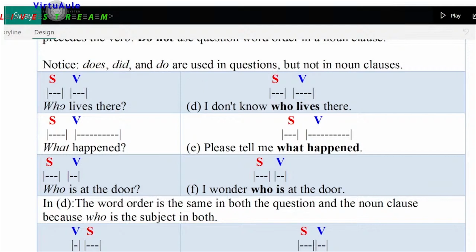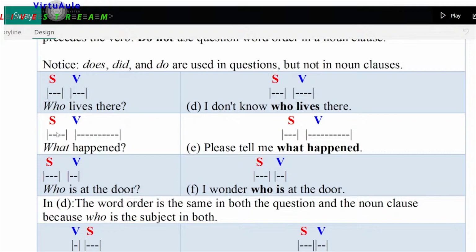Let's look at this. Who lives there? Who is the subject. Verb is lives. The verb is conjugated. It's for the third person singular in the present tense. So we have the S. Who lives there? I don't know who lives there. Okay, here we have the noun clause, which is composed of the subject and the verb, who lives. But notice they are in the same order, because this is a subject question. Okay, we saw that in a lesson before.